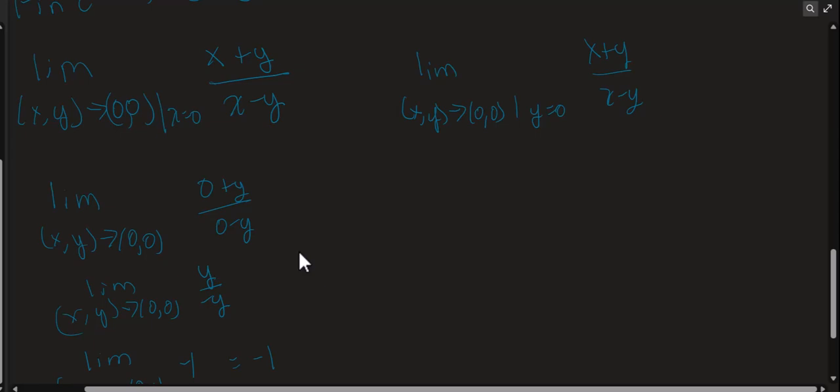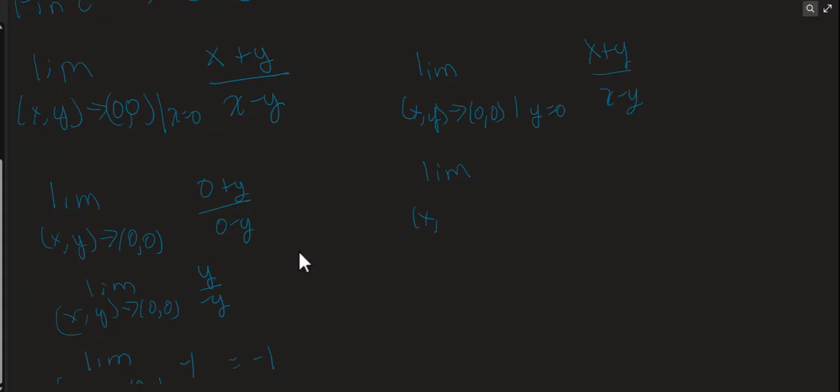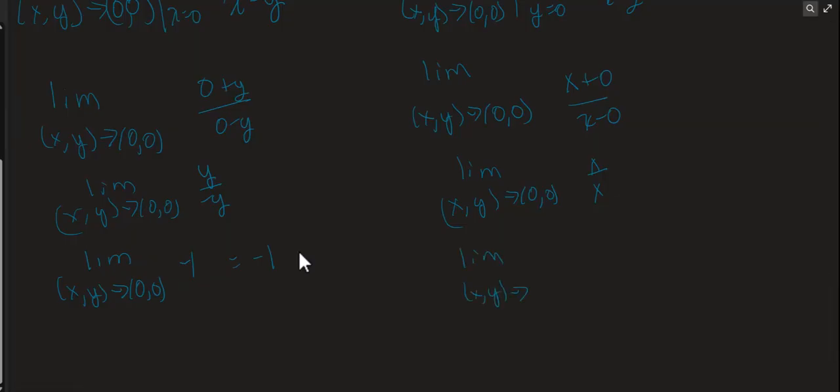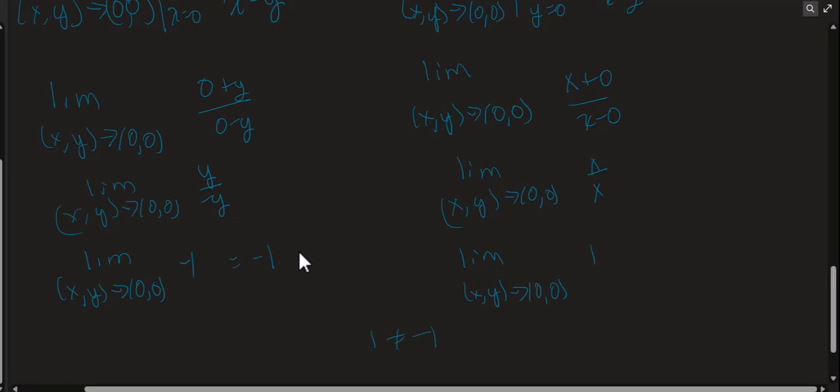So now we're going to approach along y equals 0. So I'll take the limit as (x, y) approaches (0, 0), and I plug in 0 for y. And I get (x plus 0) over (x minus 0). So that's the limit as (x, y) approaches (0, 0) of x over x. Well, anything over itself is just 1, and so this is the limit as (x, y) approaches (0, 0) of 1, and 1 does not equal -1, so the limit does not exist.